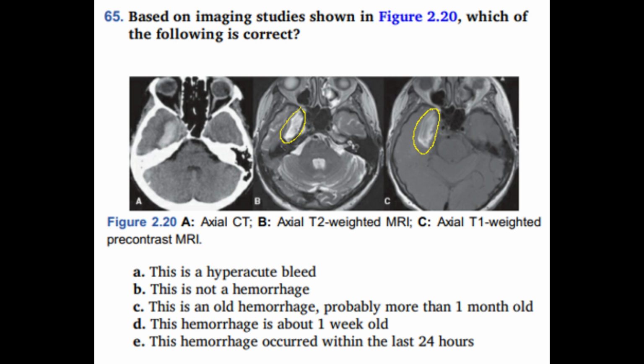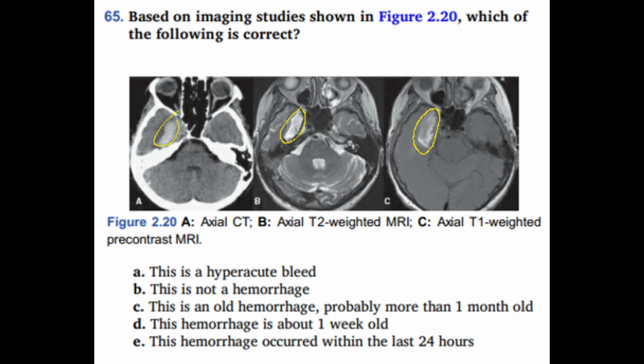In fact, look at our first image, which is the axial CT. CT scans are pretty good at picking up blood. However, they will never tell us the time that blood was formed. C, this is an old hemorrhage, probably more than 1 month old, and that is false. Remember, if it's more than 1 month old, T1 and T2 will be hypointense. D, this hemorrhage is about a week old. Remember we said this hemorrhage is between 7 days to 1 month and 7 days is 1 week. So option D looks like the right answer.